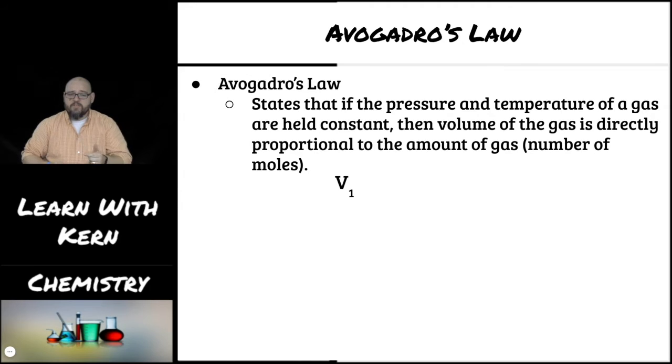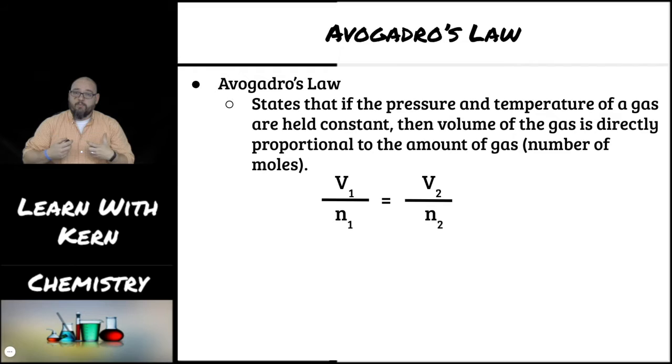And so we have the equation V1 divided by N1. And we use divided by when we're talking about a direct relationship because it's a ratio. And in order for that to be a direct relationship, that ratio has to stay the same. So if I double volume, I have to double N. So V1 divided by N1 is equal to V2 divided by N2.